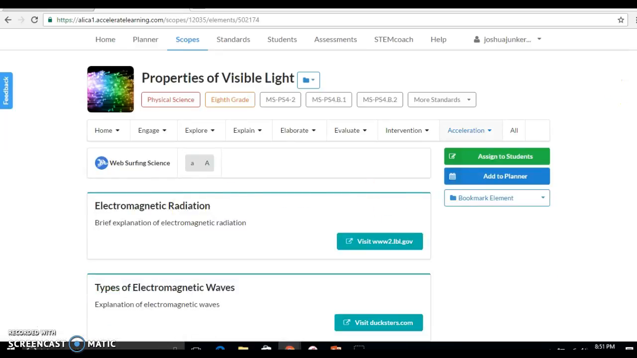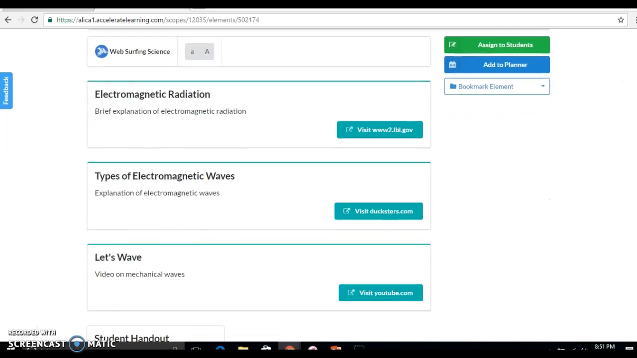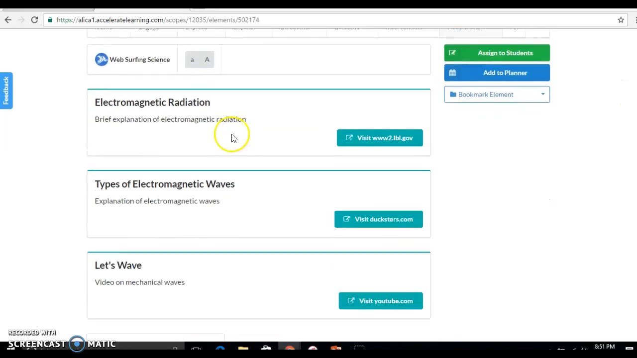Within properties of light, we have three different sites. One of these sites, when you click on it, will take you there. You click on that site and it gives you information on electromagnetic radiation. You click on this site and you can learn about types of electromagnetic waves. Really, each site provides you with some information about a topic. And the last one looks like a YouTube link, and it says Let's Wave. It says video on mechanical waves.